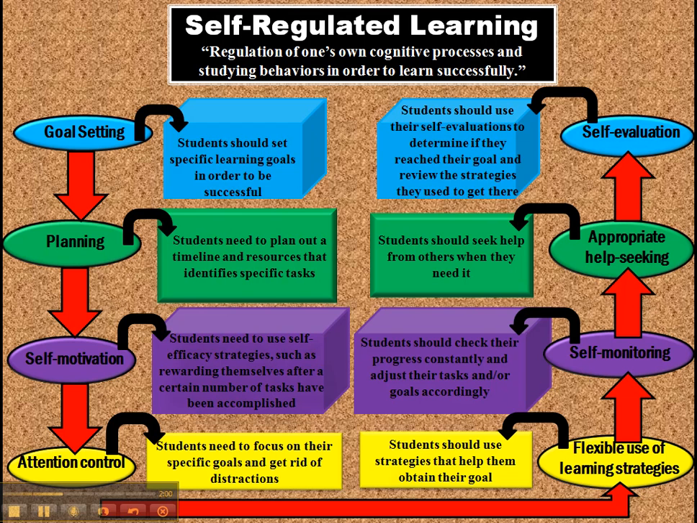The next step is attention control. In this step, students really need to focus their attention on their project or their goal. They need to also get rid of different distractions such as the TV or the computer, the internet specifically, things that are going to distract them from attaining their goal.